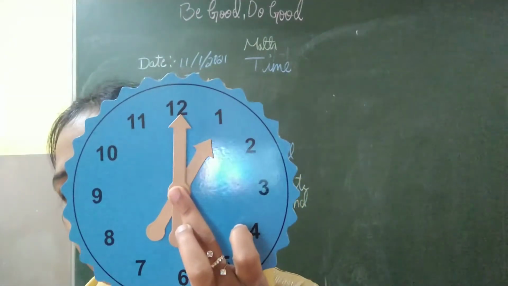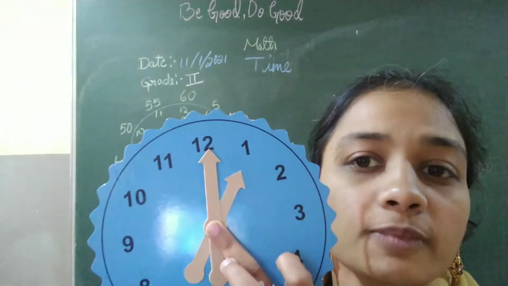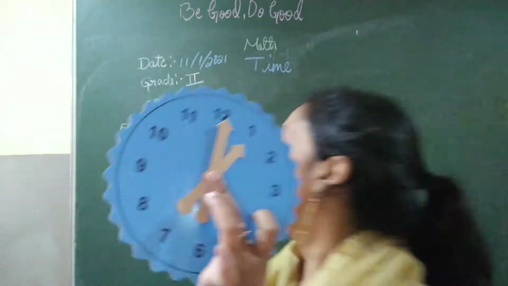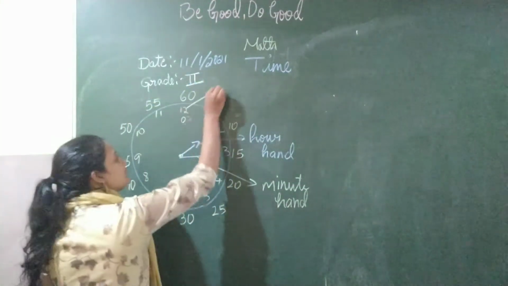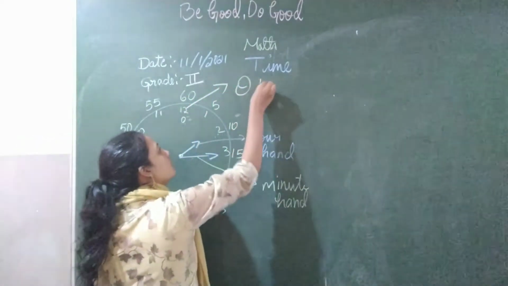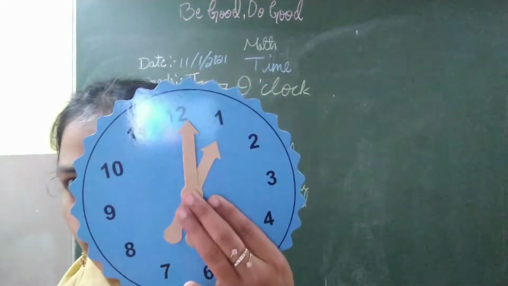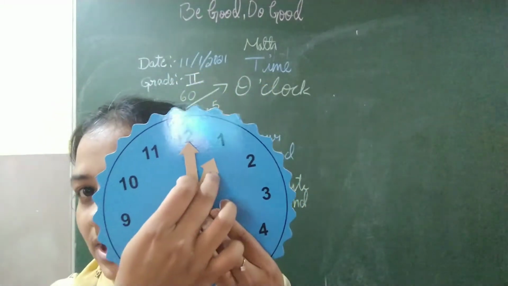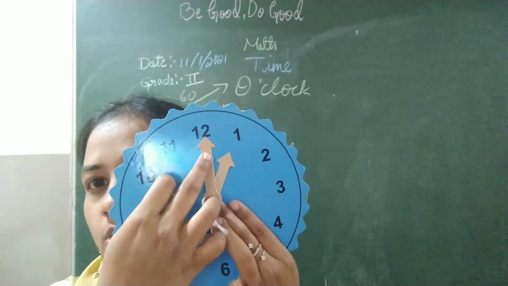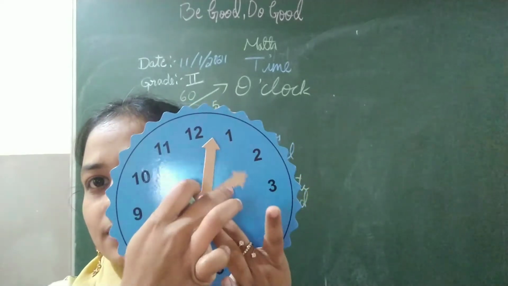So, when it is showing 12, you should not say 0 minutes or 60 minutes. It has a special name called o'clock. What it is called? O'clock. So, whenever my big hand is showing 12, I will say o'clock. So, what is the time now? It is first the small hand 1, next the big hand 12 means o'clock. So, it is 1 o'clock.